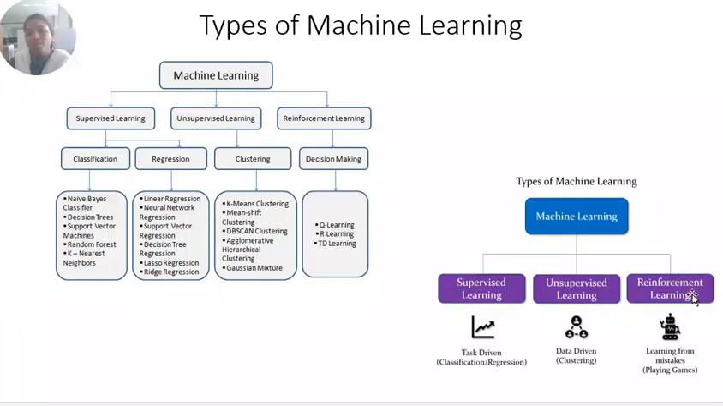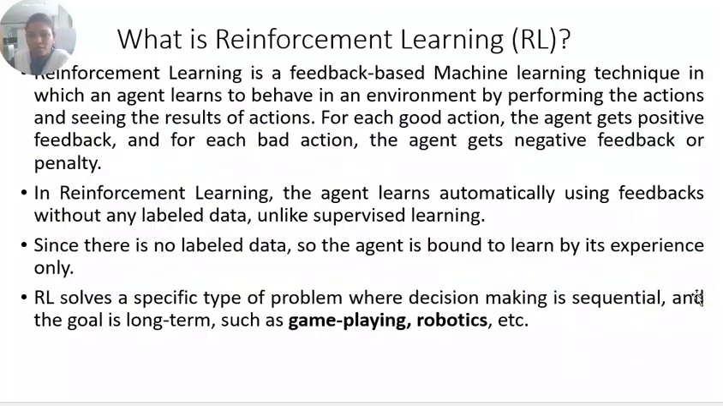In case of reinforcement learning, which provides decisions, the different algorithms are Q learning, R learning and TD learning. So supervised machine learning is task driven, unsupervised machine learning is data driven, and reinforcement learning learns from mistakes or experiences and makes decisions. So let's discuss what RL is.